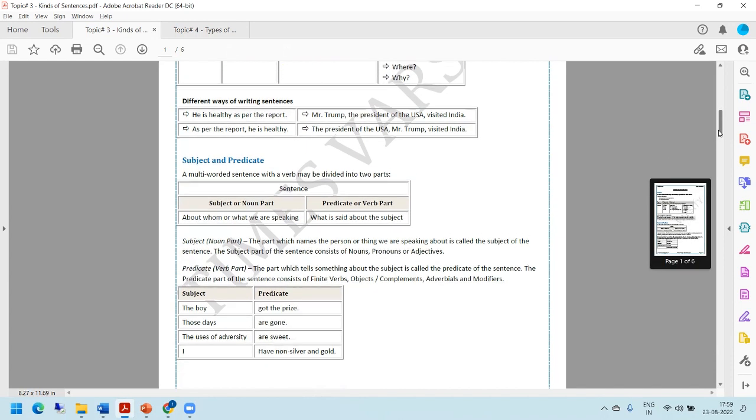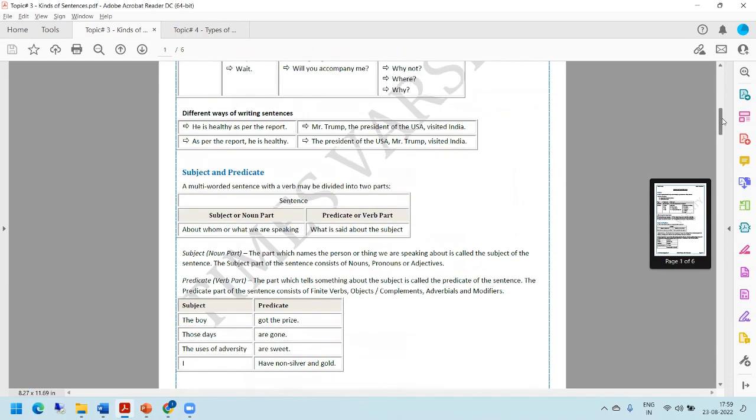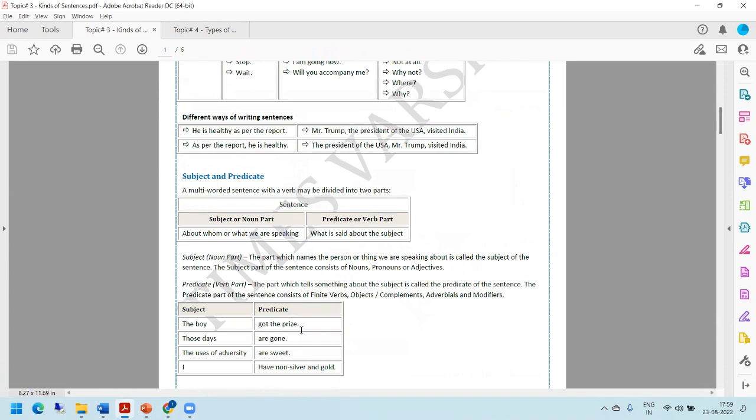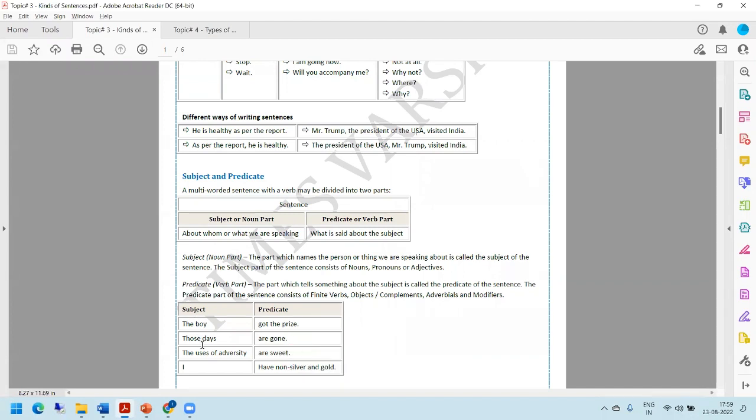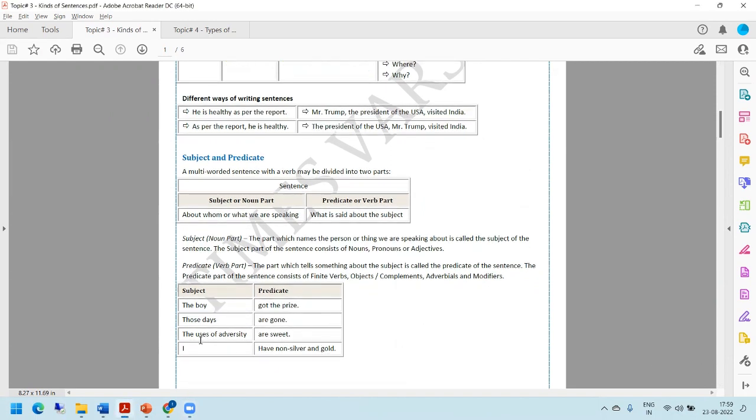Example. Look at one sentence: the boy got the prize. In this sentence, the boy is the subject, and got the prize is the predicate. Then another sentence: those days are gone. In this one, those days is part of the subject and are gone is part of the predicate.